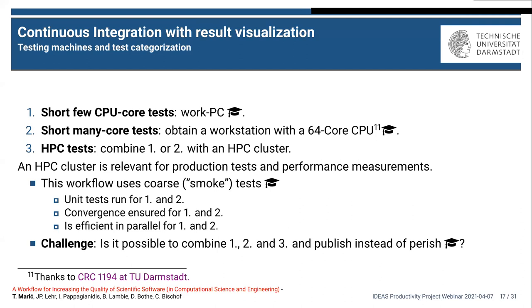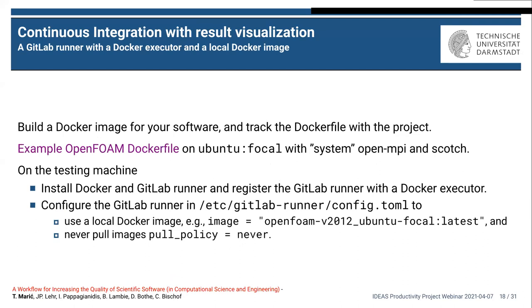We use GitLab for continuous integration, and we set up a GitLab runner with a Docker executor, and we use a local Docker image. Of course, one can pull the Docker image from the Docker Hub, but for groups that don't want to use public images, it's also possible to use it locally, with a specific pull policy. I just wanted to add this as a detail here.